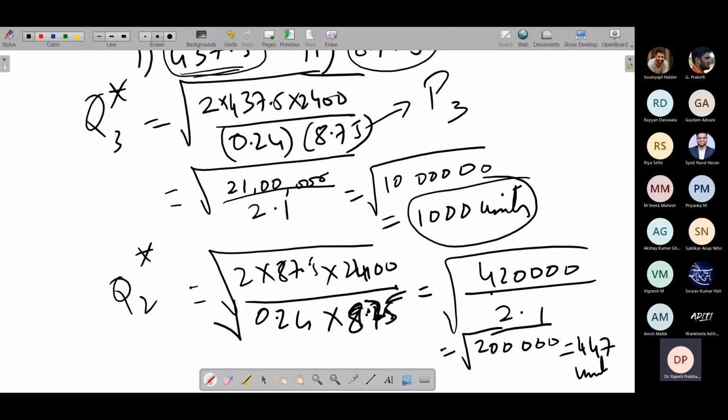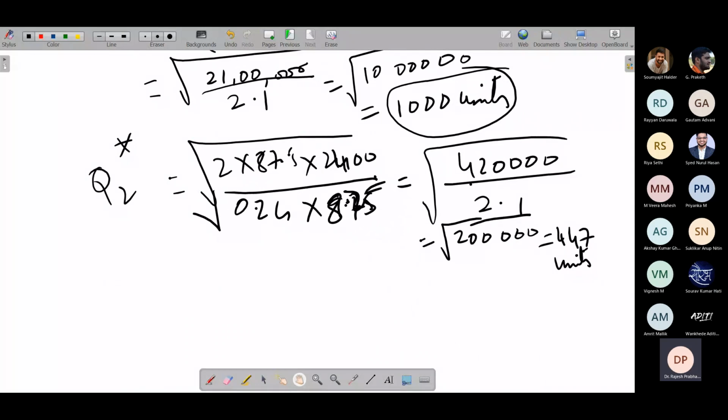Now, with 447 units we have a problem here. 447 units means the price cannot be 8.75 or 9.25. Since the quantity is less than 500, the price has to be 10 rupees. So we will compute again with 10.